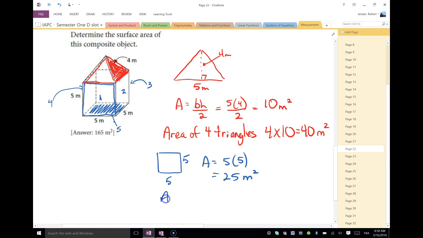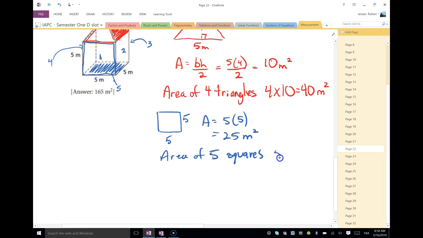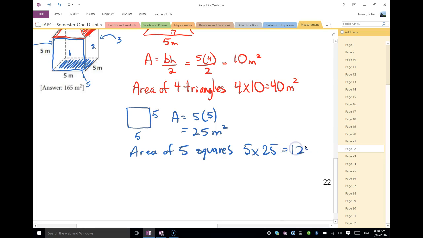So what we're going to do is say area of 5 squares is 5 times 25, which is 125 meters squared. So, surface area of this composite shape. Well, we're going to take the 4 triangles and add the 5 squares. And we get 165 meters squared for surface area of this shape.